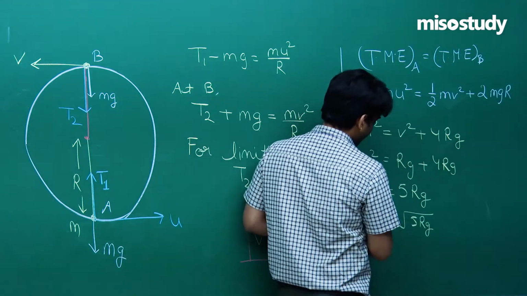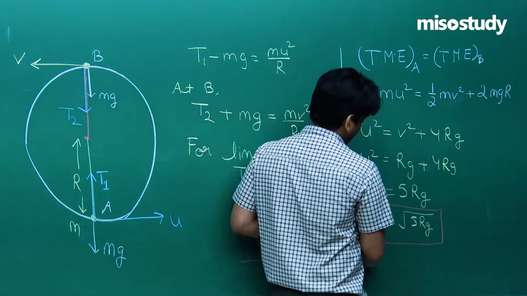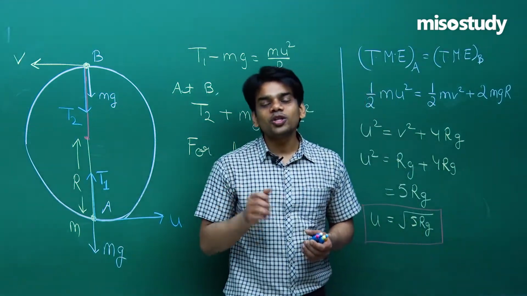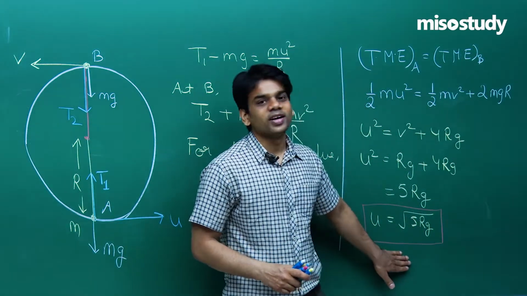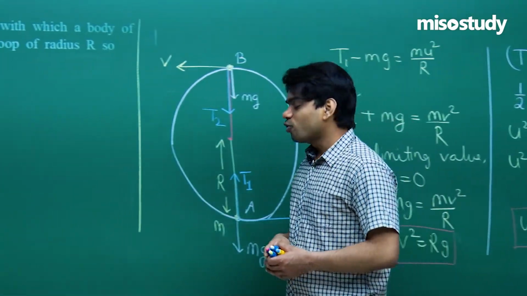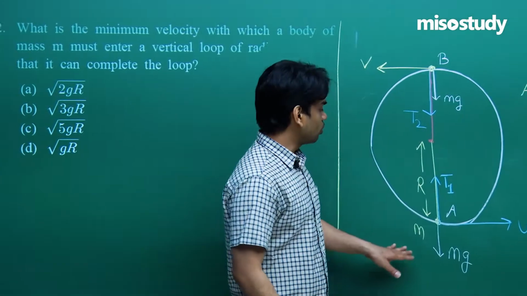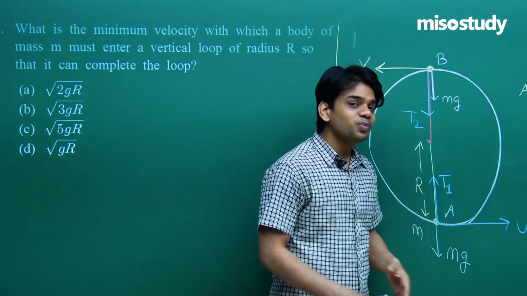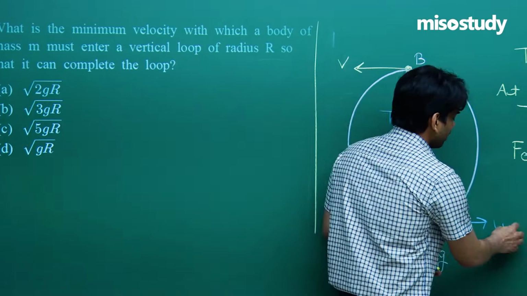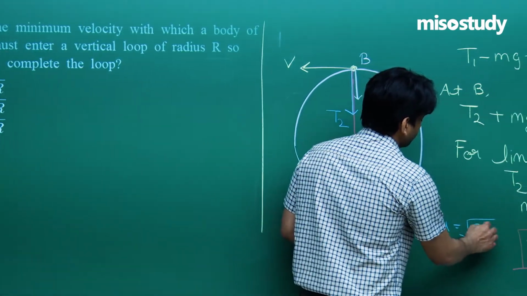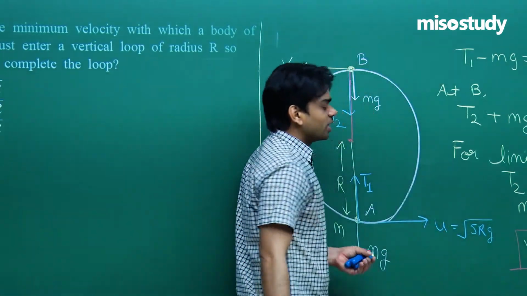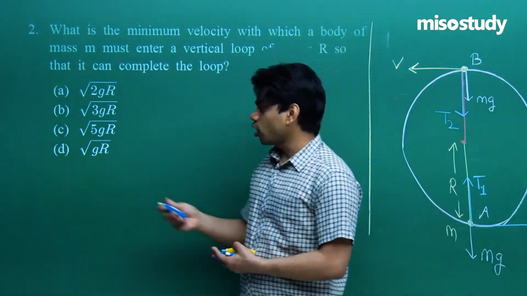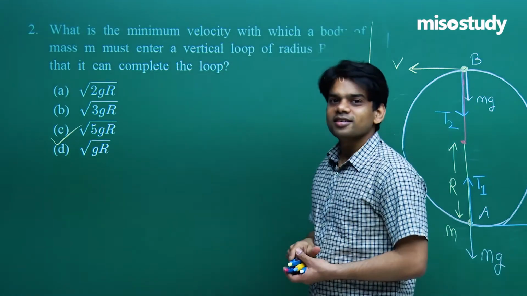That means for the limiting value, for the body to just reach the highest point and complete the circle, you have to throw the body with a minimum velocity equal to under root 5 rg. Remember this part. If you throw the body with a speed of under root 5 rg, you will be able to complete the circle. So the right option: A is incorrect, B is incorrect, C is the correct option, under root 5 rg. This is the right answer.